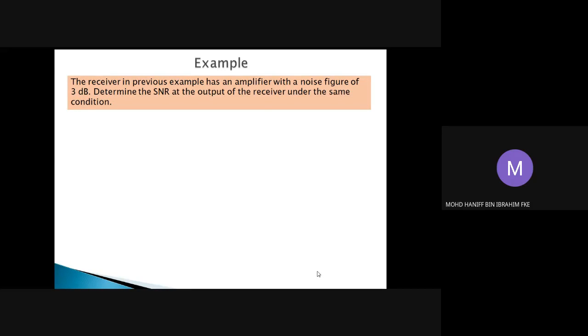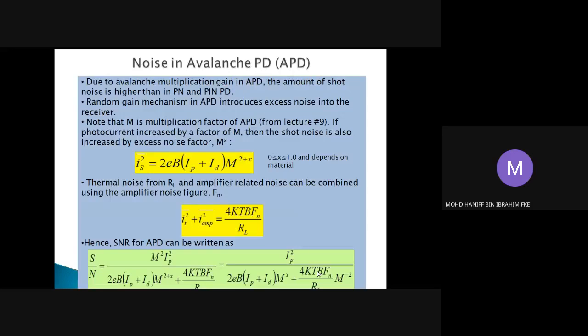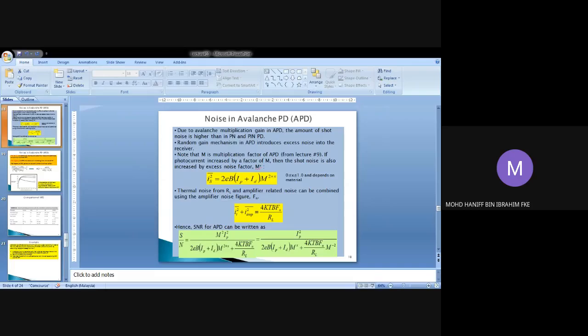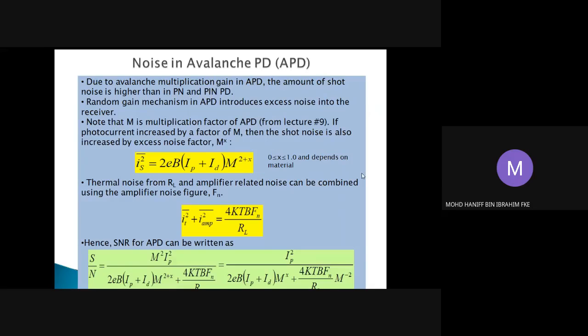So for today's lecture, we agreed to continue. Let me allow students to come in the class. Right, for today's lecture we agreed to continue with the APD, the avalanche photodiode detector, which is the second type of photodiode. So what should be the contribution of noise? What are the noise factors that exist in this kind of photodiode?